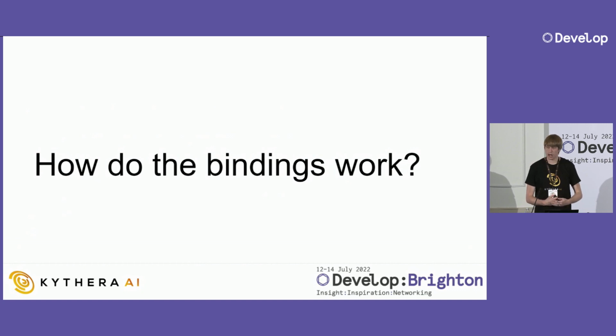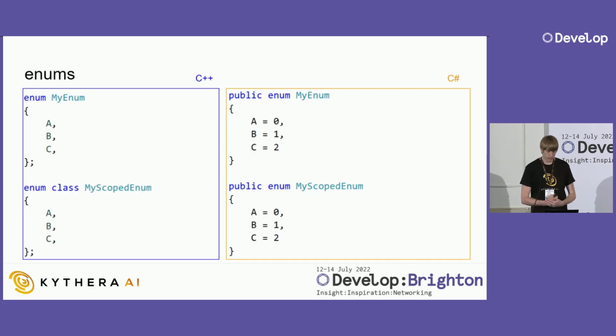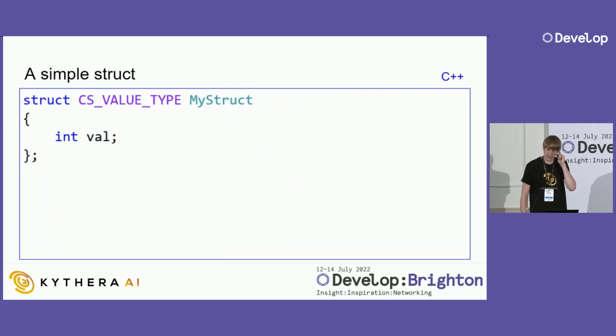So let's look at how the code that CppSharp generates actually works. The first is enumerations, which is very simple, mapped from C++ on the left to C# on the right. It doesn't matter if your enumeration is scoped or not, it will be mapped to standard C# enumerations. Let's look at a simple struct. We have a simple struct with one member called val, which is an integer, but there is the CS value type macro on top. So this is another CppSharp macro.